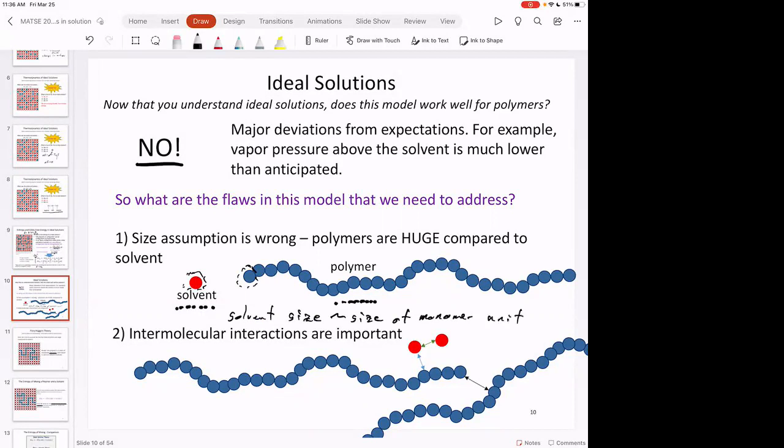And that's pretty reasonable, right? Because some solvents like benzene look a lot like a styrene repeat unit. So we can sort of imagine that the circles that we use to represent the polymer repeat unit are about the same size as the solvent. So we can use some of this simplified mathematics. Also, intermolecular interactions are important.